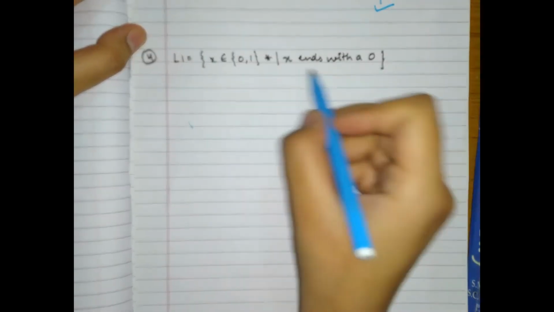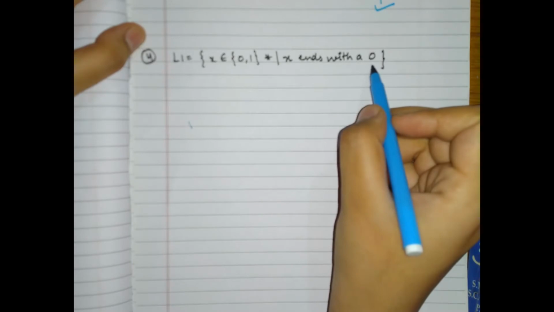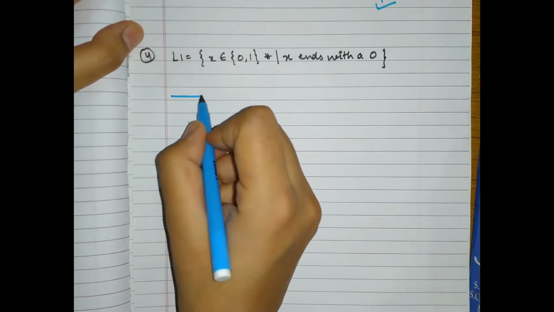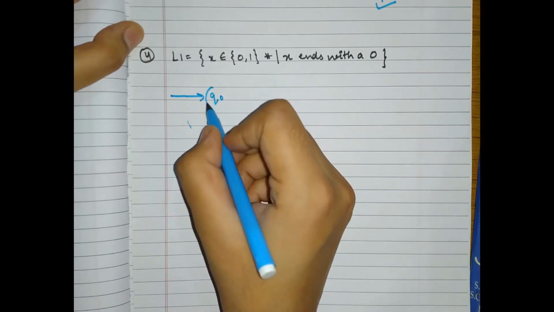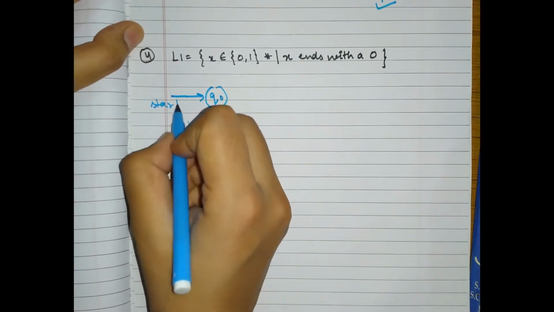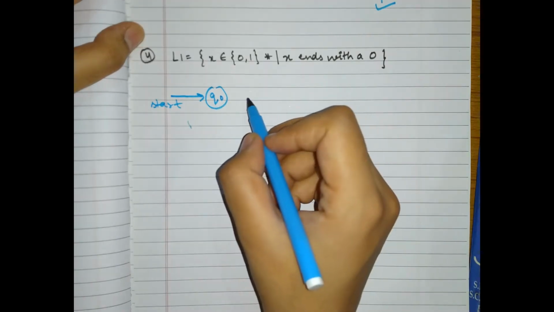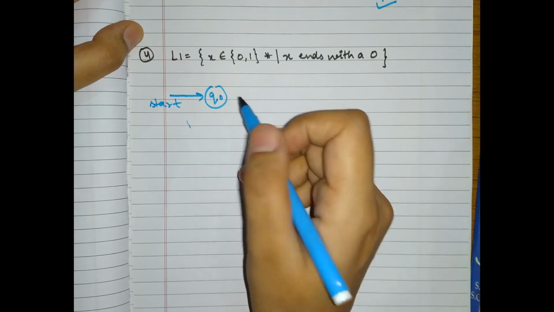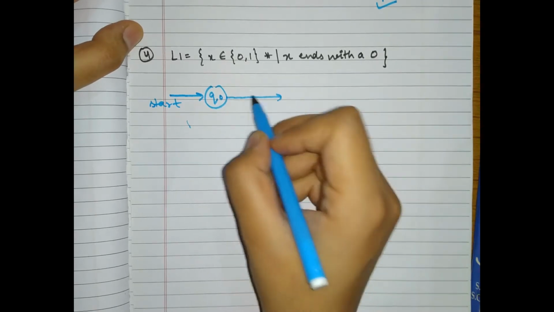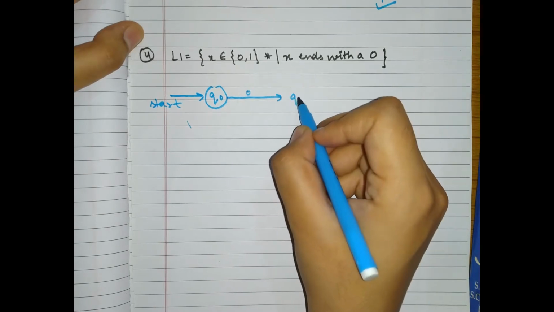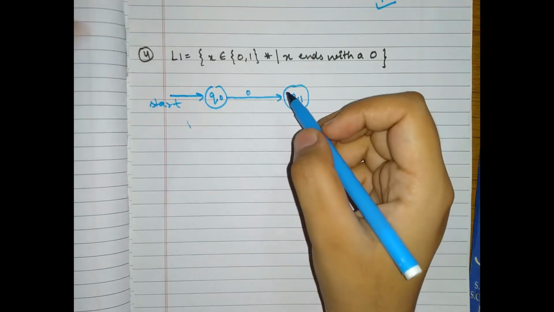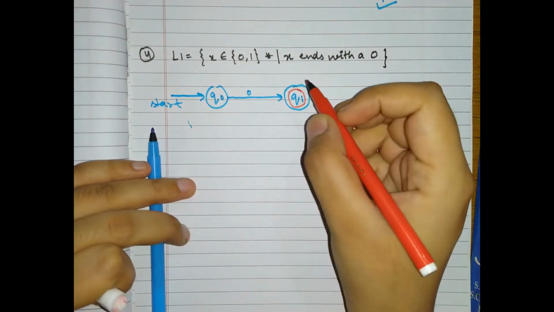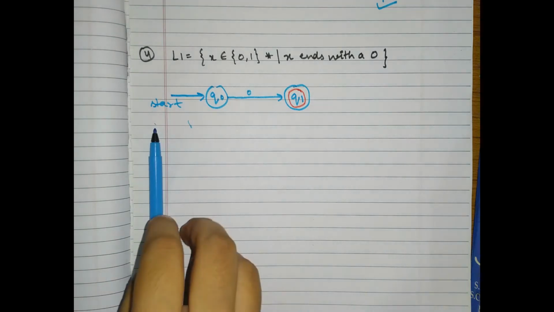We have to draw a DFA which always accepts the strings that are ending with 0. So as usual, Q0 is our initial state, and the simplest DFA will be like this. If we are in the state Q0 and we receive 0, then we enter into a new state, and that is our final state. Let me encircle this with another color. So Q1 is our final state here.